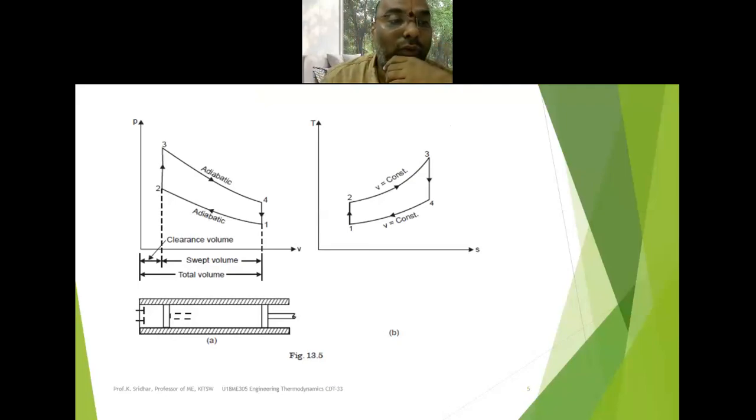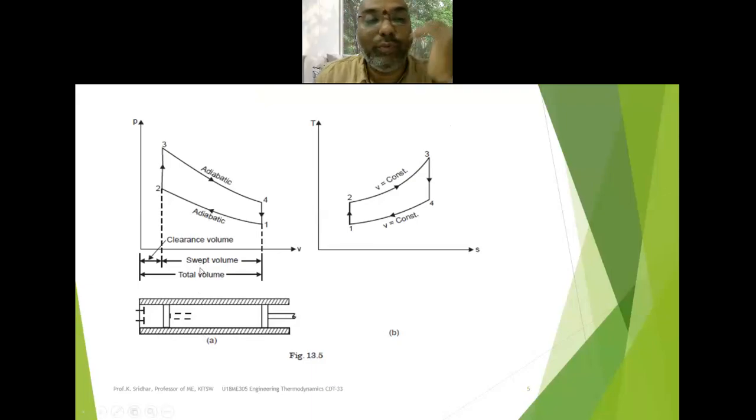And here it is the clearance volume. Whenever you have the cylinder head, the piston will move only up to this particular top dead center. The piston will not move beyond this top dead center. So there is always a space between the top head of the cylinder and the top dead center. In this portion the actual combustion process takes place. This particular area or volume is known as the clearance volume.